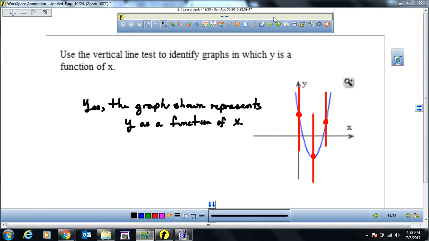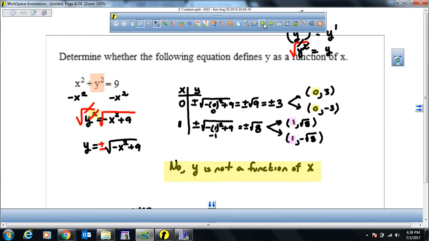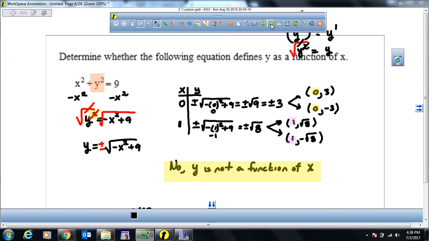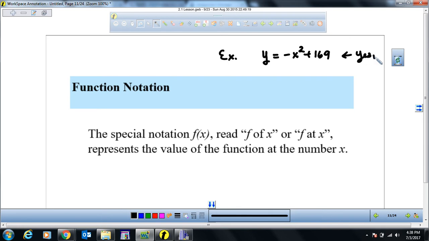Now we're going to get into function notation. Once we know that an equation represents a function, we're going to write it in a different way using what is called function notation. For example, one of the equations that we had before, y equals negative x squared plus 169, we knew that one was a function. Since it was a function, we say that this one was a yes, right? It was a function.